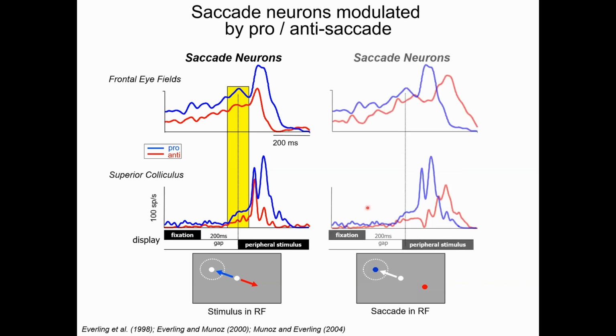Now, if we flip the data around, I'm going to show you the trials where the saccade goes in the response field, which means on the pro-saccade trials, the stimulus was in the response field, but on the anti-saccade trials, the stimulus was on the opposite side. So this is the same blue curve on the right and left side, but now the red curve are the trials where the stimulus was on the right and the saccade went to the left.